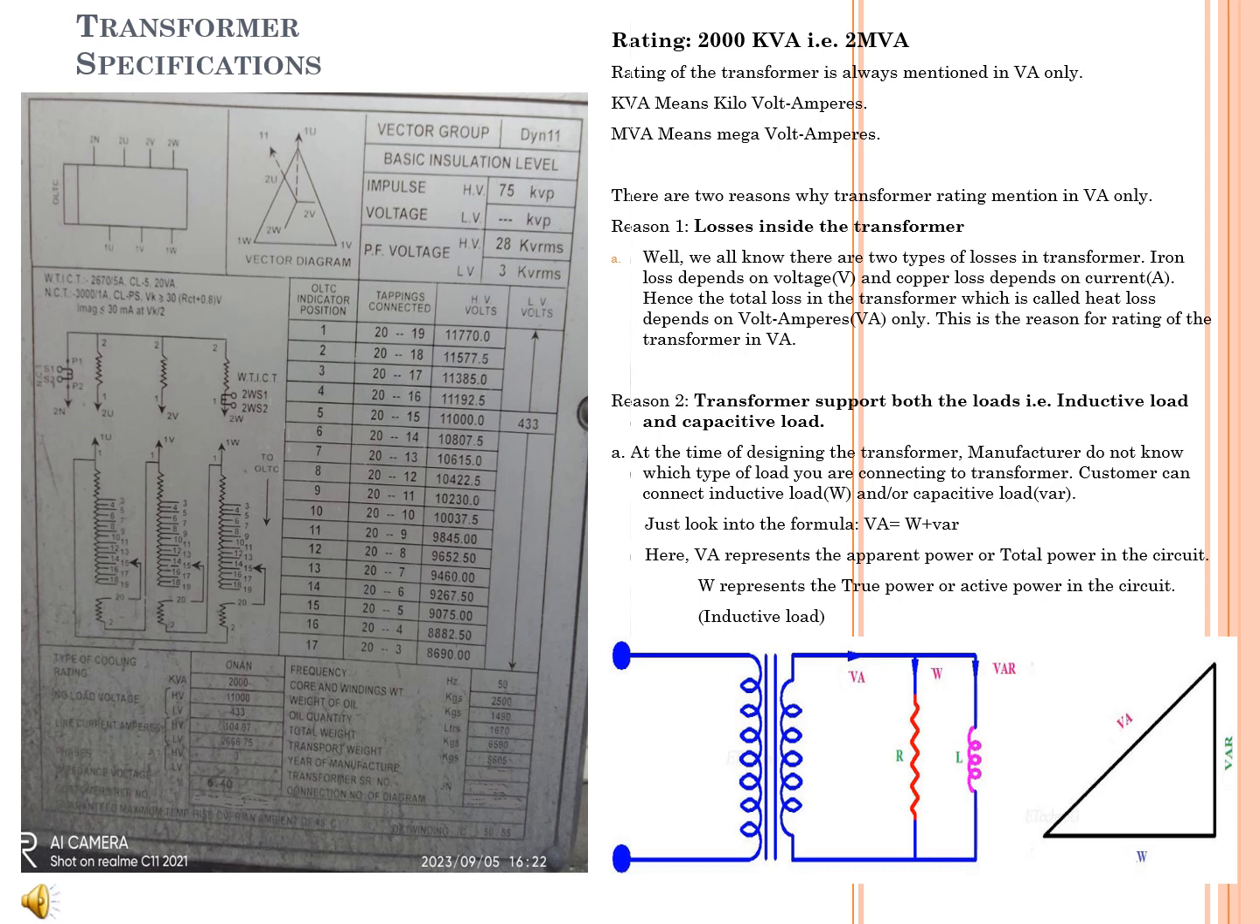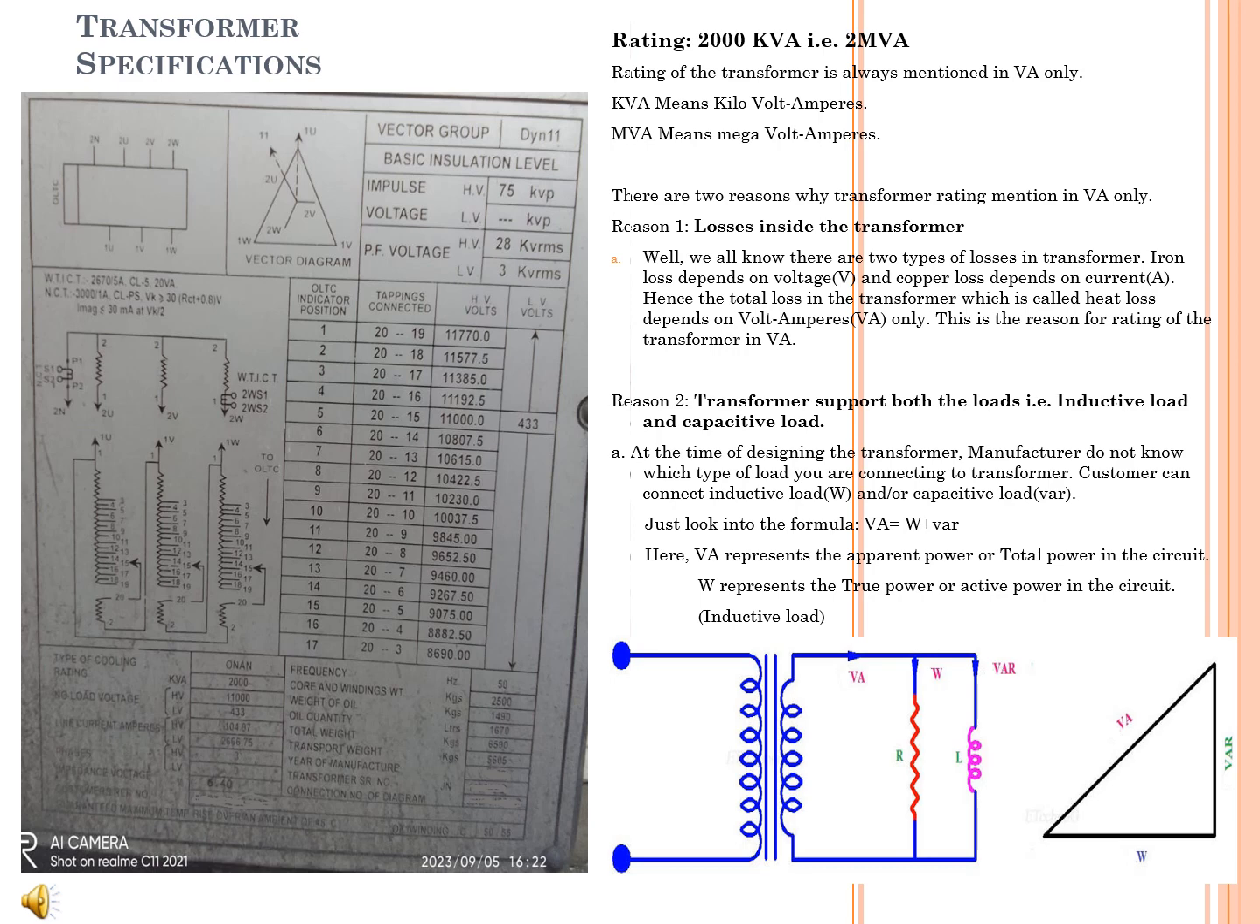The first reason, the losses inside the transformer. We all know that there are two types of losses in the transformer. One is iron loss, another is copper loss. Iron loss depends on the voltage and copper loss depends on the current. Hence, the total loss in the transformer, which we call heat loss, depends on the volt-ampere. Hence, this is one of the reasons the rating of the transformer is in VA.